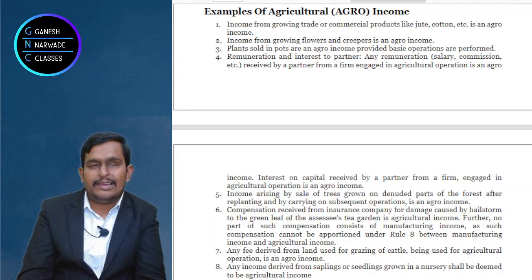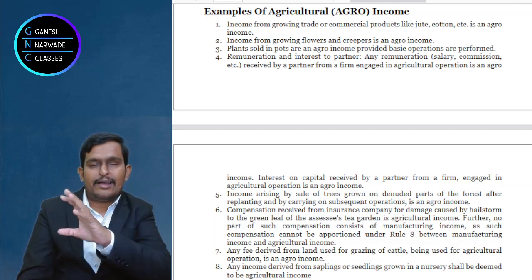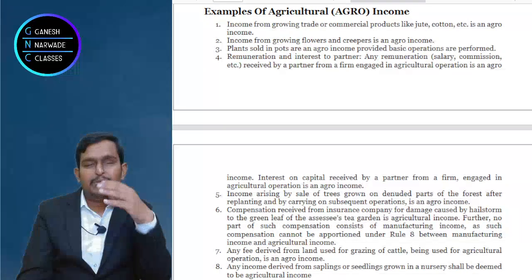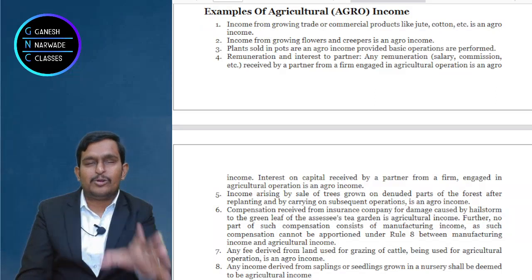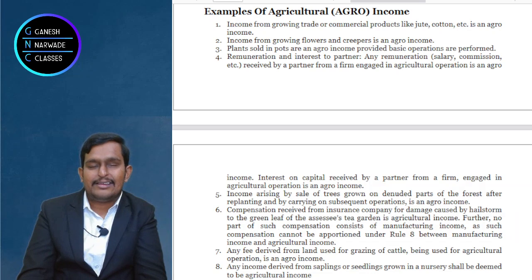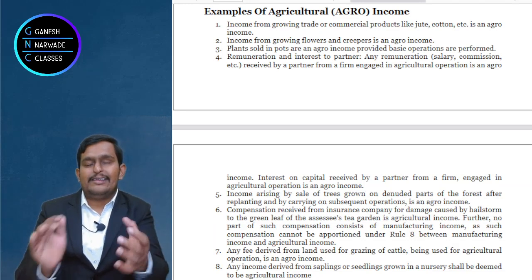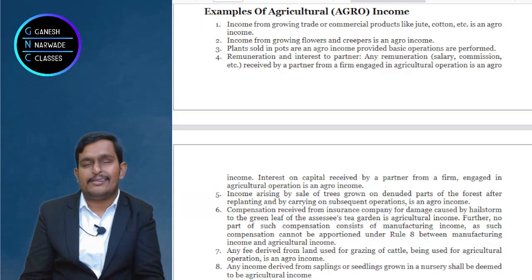If you are charging some fees to people who are allowing their cattle to come into the farm and eat out all the grass, then you charge fees to the people who are sending their cattle, and that is agricultural income. Saplings, small plants, seedlings, if you are selling them and earning income, that is also agricultural income.